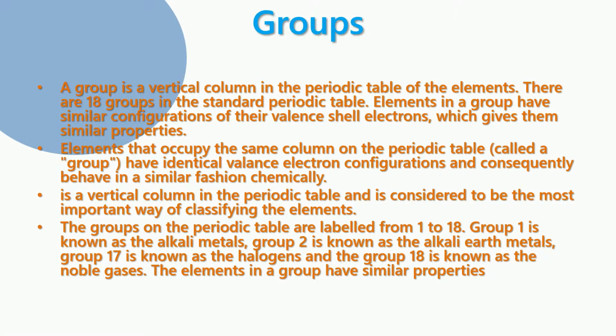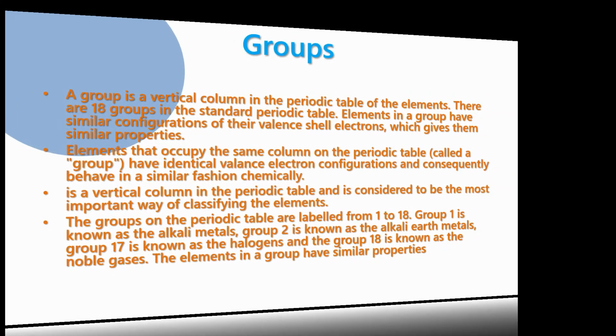A group is a vertical column in the periodic table and is considered to be the most important way of classifying the elements. Lastly, the groups on the periodic table are labeled from 1 to 18. Group 1 is also known as the alkali metals. Group 2 is known as the alkaline earth metals. And group 17 is known as the halogens, and group 18 is known as the noble gases. The elements in a group have similar properties.